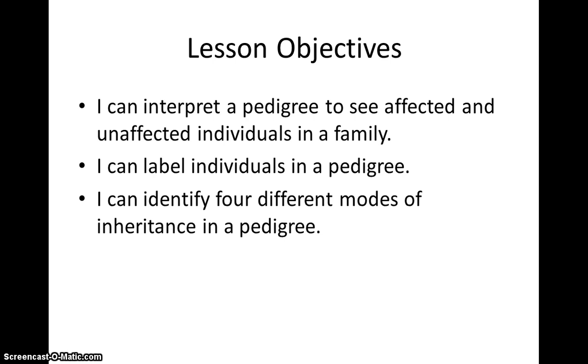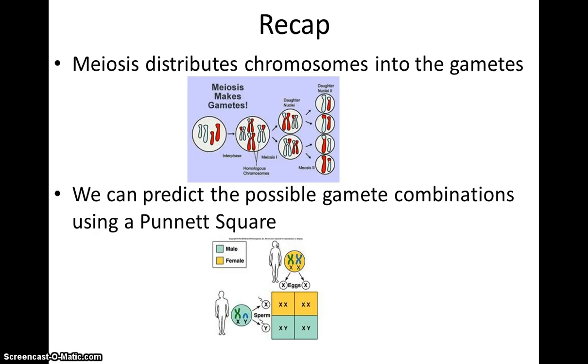Okay, so for today's lesson, there are three objectives. The first is to interpret a pedigree and see both affected and unaffected individuals in a family, label individuals in a pedigree, and then finally to identify the four different modes of inheritance in a pedigree that we're going to focus on. That is going to be the main part of our lesson.